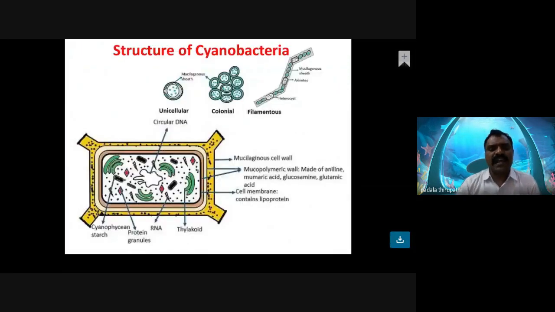So in this slide, we observe the beautiful structure of the members, whether they are unicellular forms, colonial forms, or filamentous forms. Is it clear? The structure of the cell is visible.